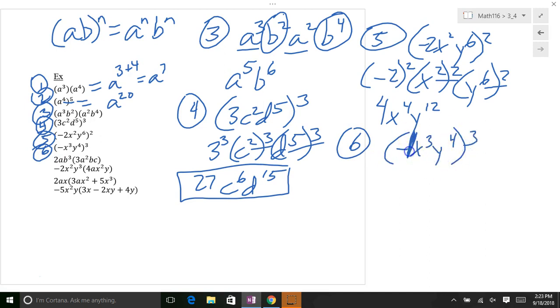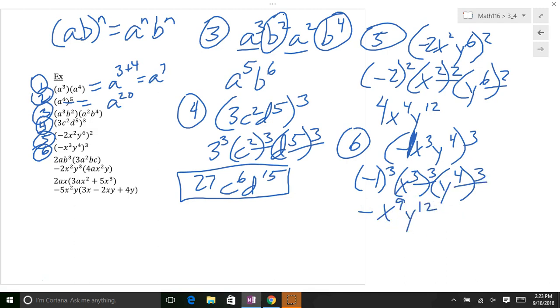negative x cubed y to the 4th, to the 3rd. Now this is a negative 1 in front, so don't forget that's a negative 1 to the 3rd. You got x to the 3rd to the 3rd, y to the 4th is to the 3rd. So you got negative, multiply those, x to the 9th, multiply those, y to the 12th.